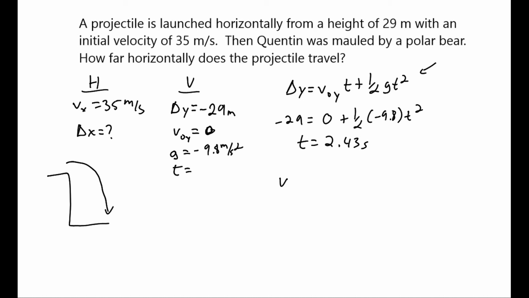Now we use Vx equals delta x over t. Vx is 35 equals delta x over 2.43. And what does delta x equal? 85.05 meters. So that's how far from the base of the cliff it landed. Any questions on that one?